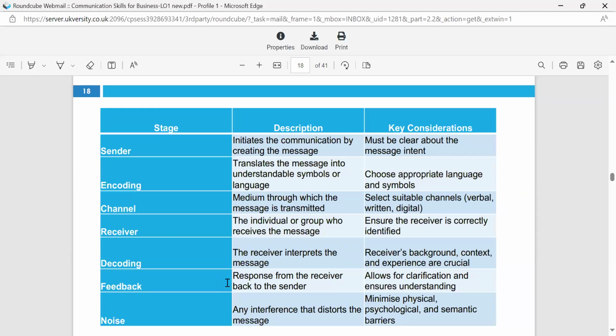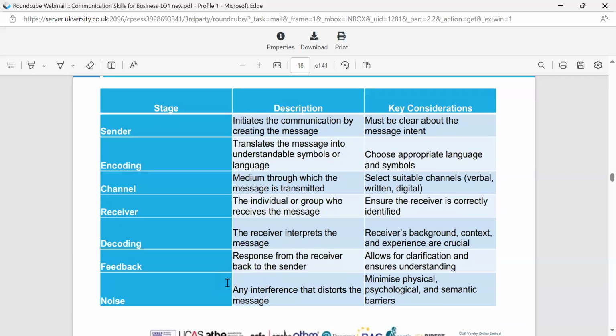So you have the stage, the description, and the key consideration. So you have the sender, and the description is that they initiate the communication by creating a message, and the key consideration is that it must be clear about the message intent. Then the encoding stage translates the message into understandable symbols or language, and the key consideration is to choose appropriate language and symbols. So the person is able to understand what you are writing, and you need to make sure that you are using language that is understandable.